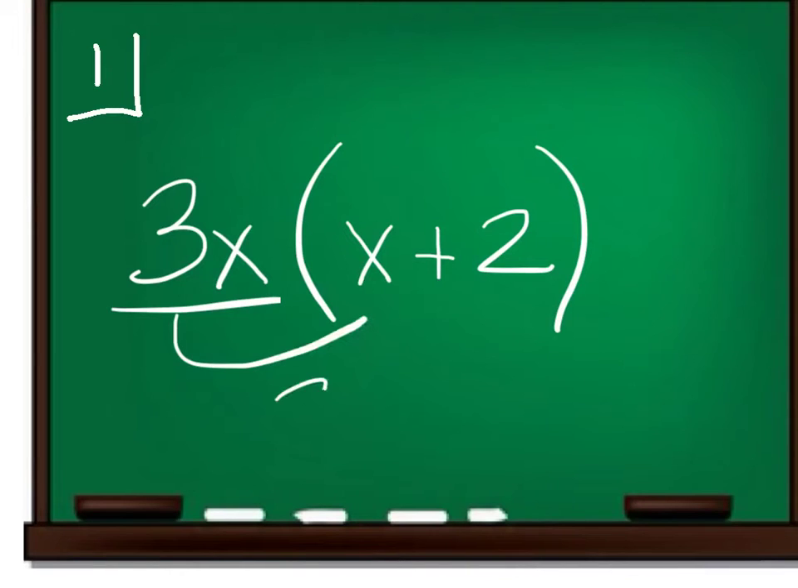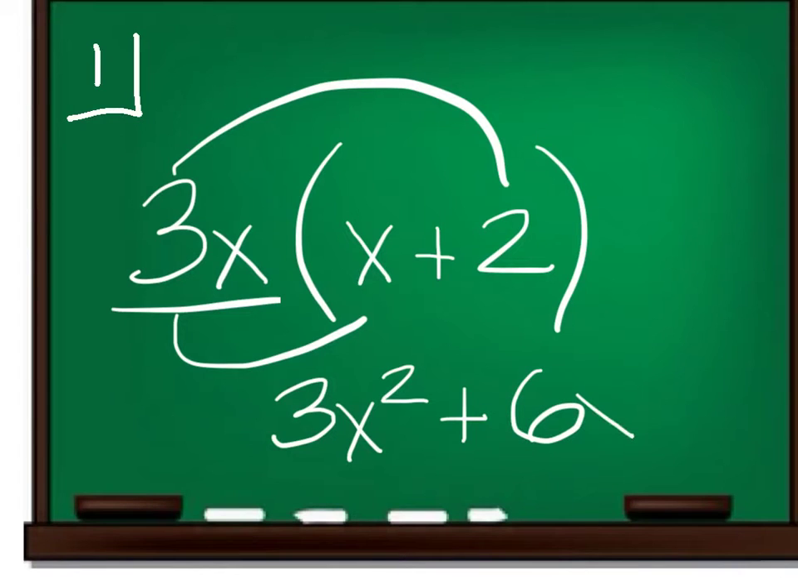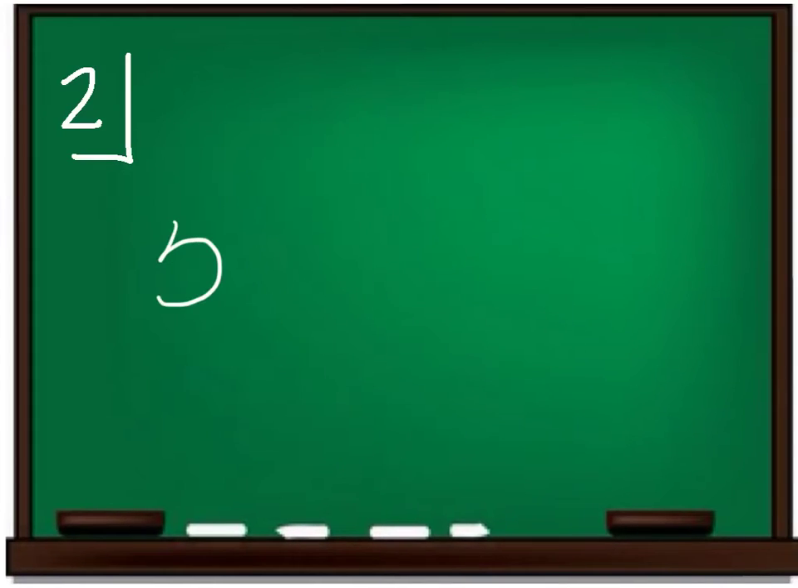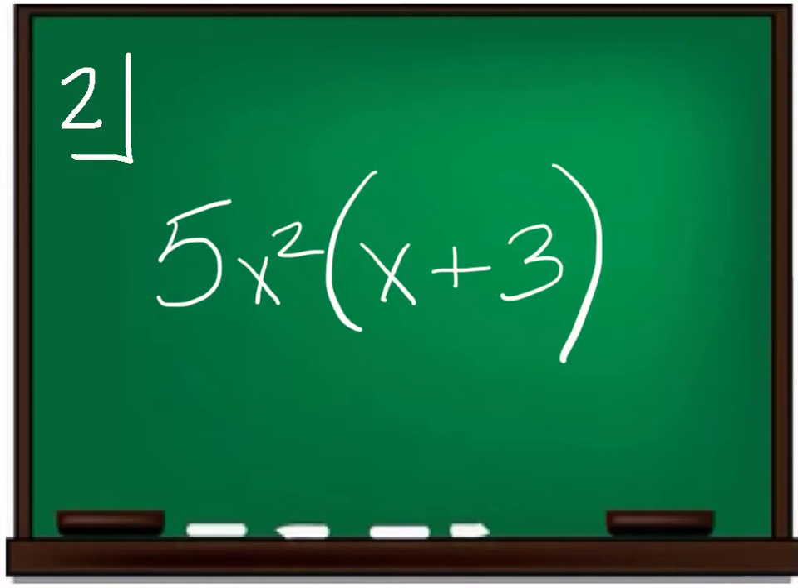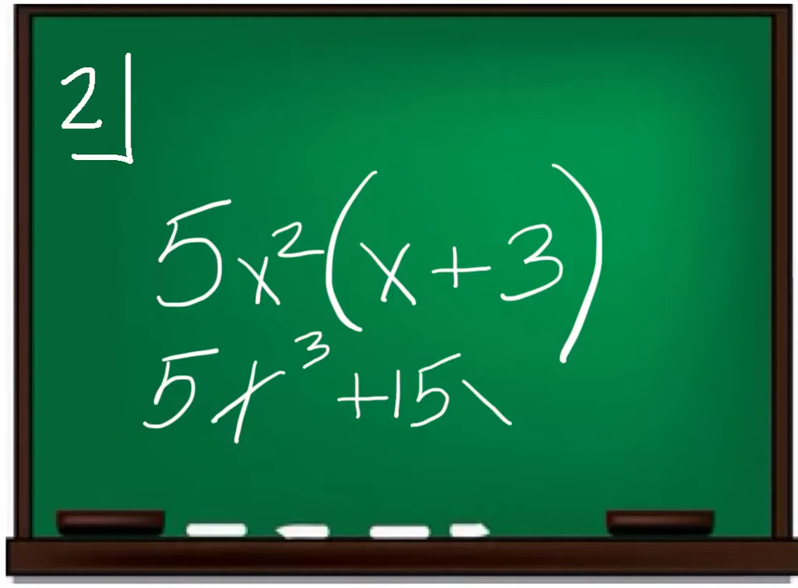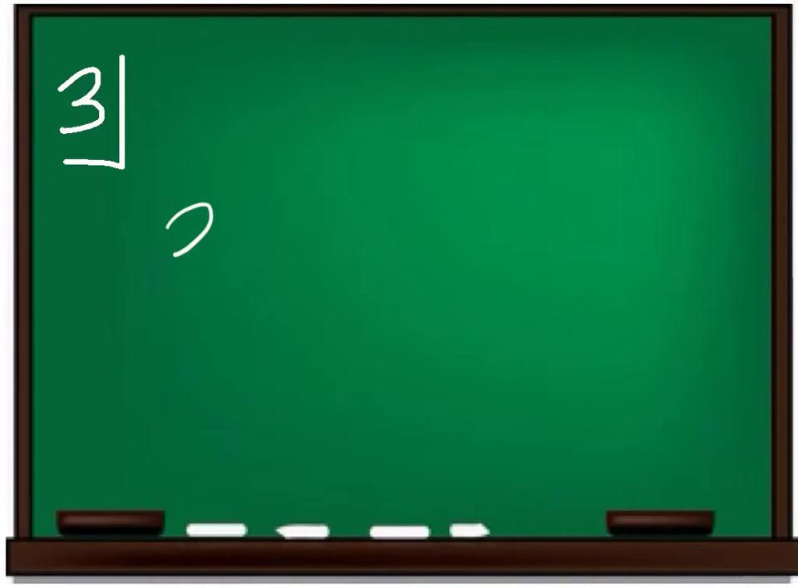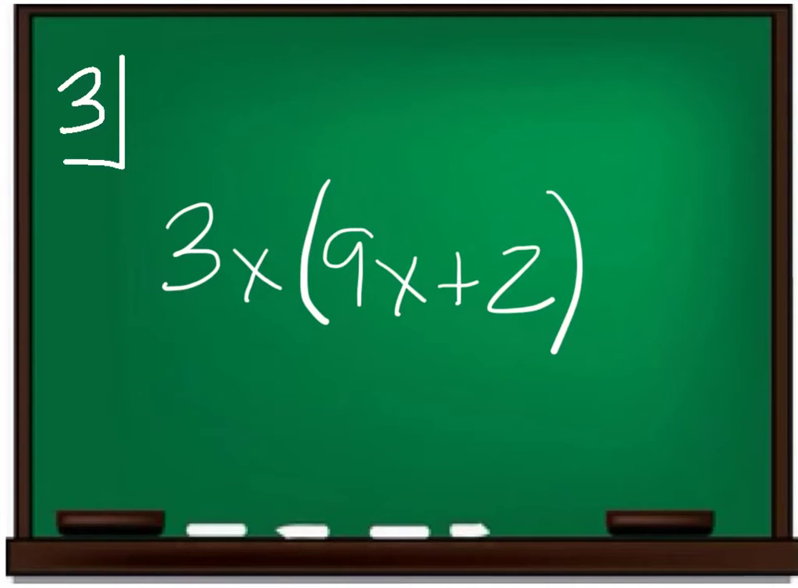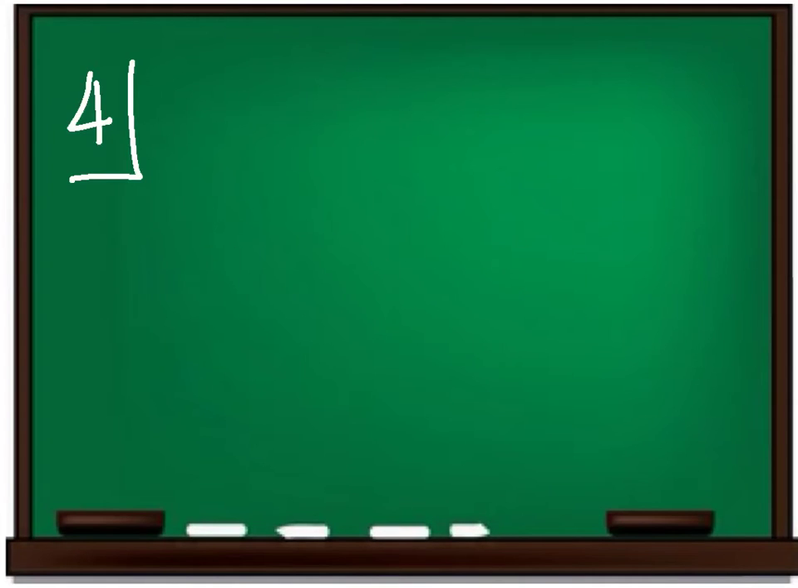3x times x is 3x squared. 3x times 2 is 6x. Answer should be 5x to the third plus 15x squared. $27x squared plus 6x.